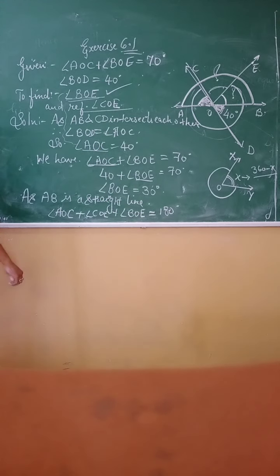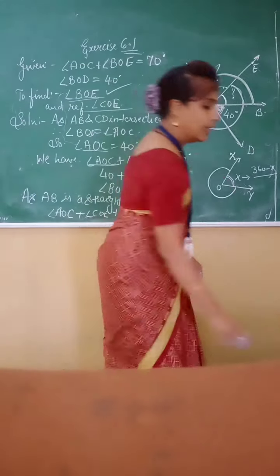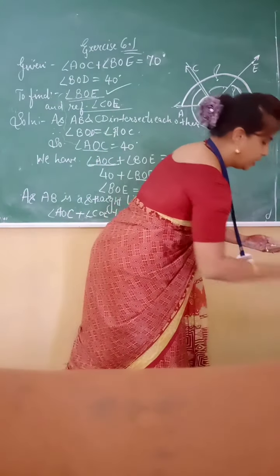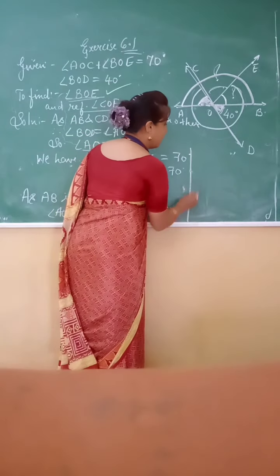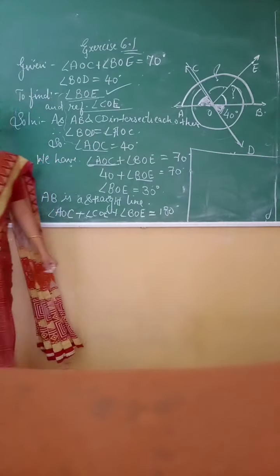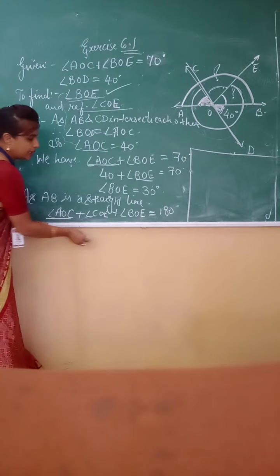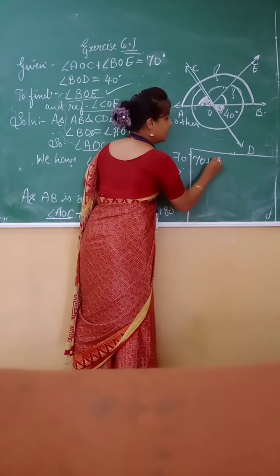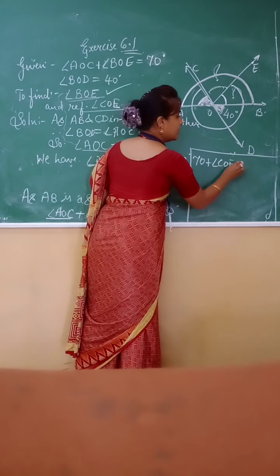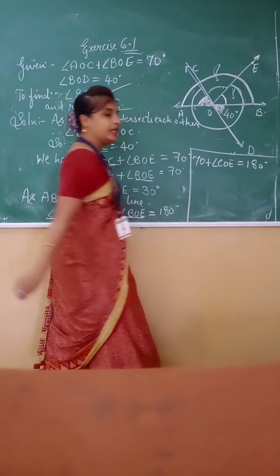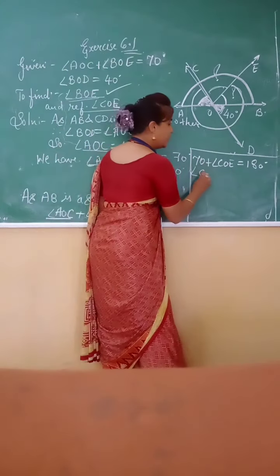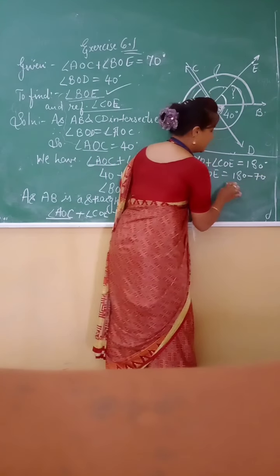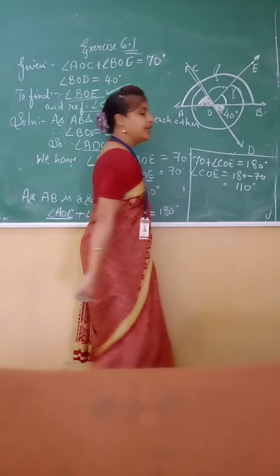अब अगर ये सम 180 डिग्री का हो जाएगा, then what is the measure of COE? From here, how can you find out the measure of COE? Can you tell? We know that AOC plus BOE is 70. So 70 plus COE is equal to 180 degrees. So angle COE will be 180 minus 70, that is 110 degrees.